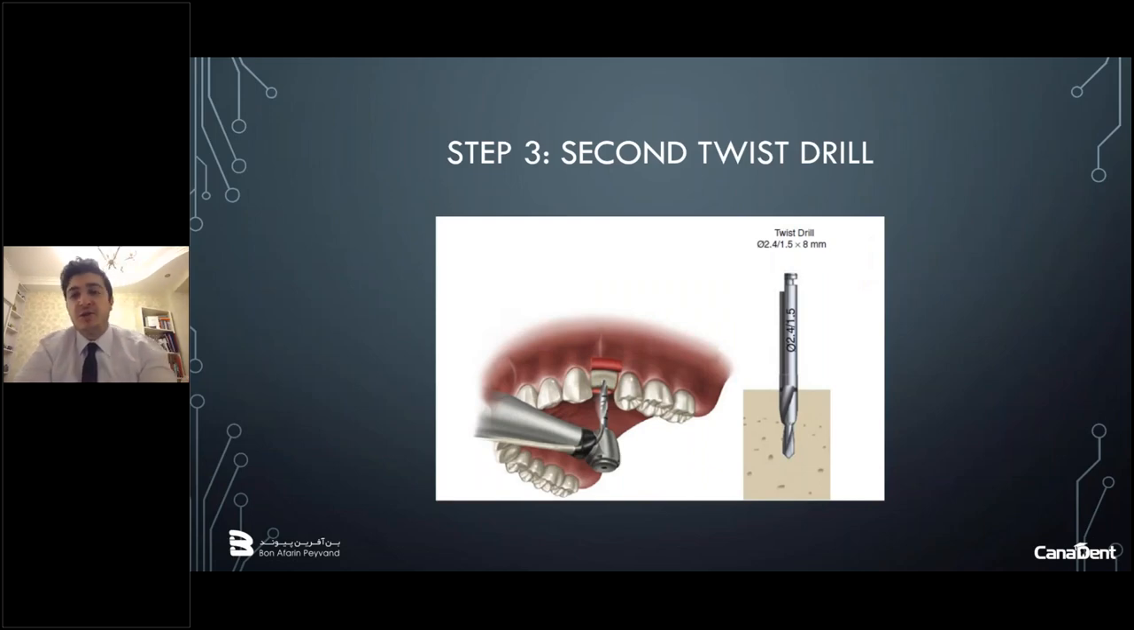The second drill used is approximately 2.5 millimeters in diameter, and we call it the second twist drill, and it is an end-cutting twist drill required for the initial osteotomy to the required depth.